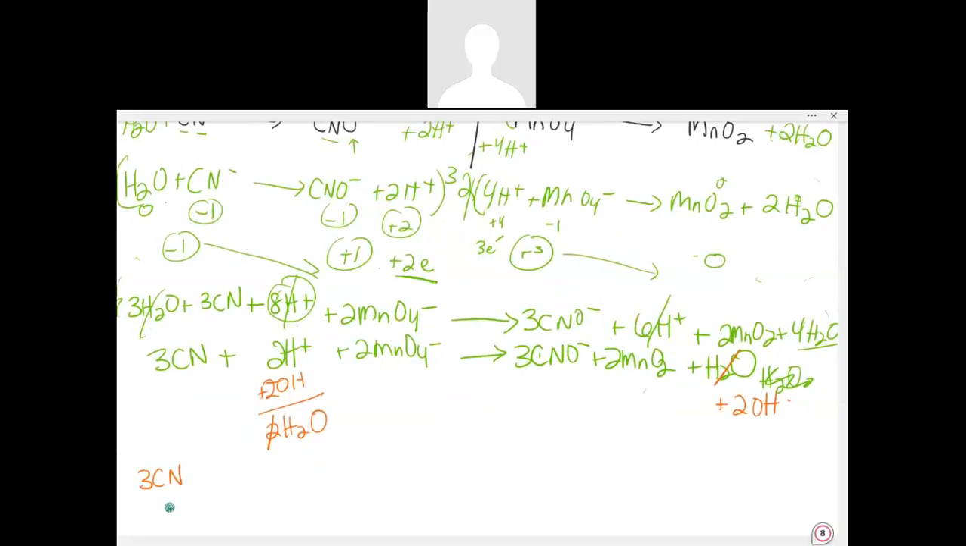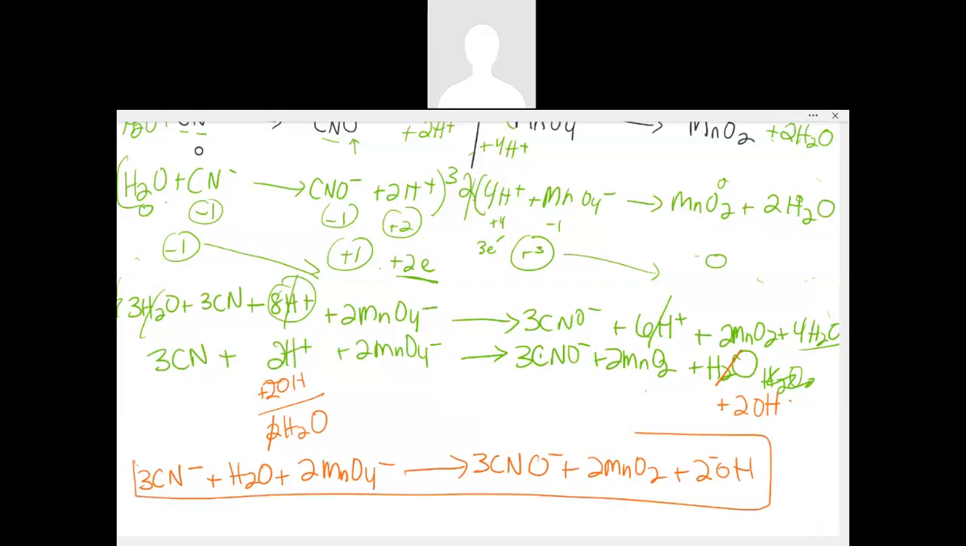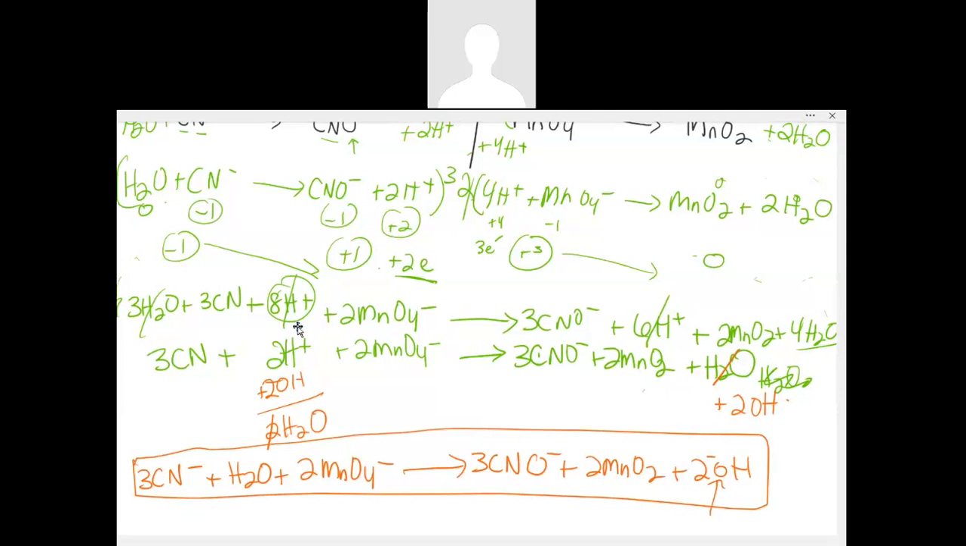So my final overall equation will have water on this side. I'm going to have 3 CN negative plus 1 H2O plus 2 MnO4 negative. And then on my product side, I'm going to have 3 CNO negative plus 2 MnO2. And then I'm going to end up with 2 hydroxide ions as well. So overall, I know that I'm balanced in basic conditions because I have no H plus and I do have OH negative in my final overall balanced redox reaction.